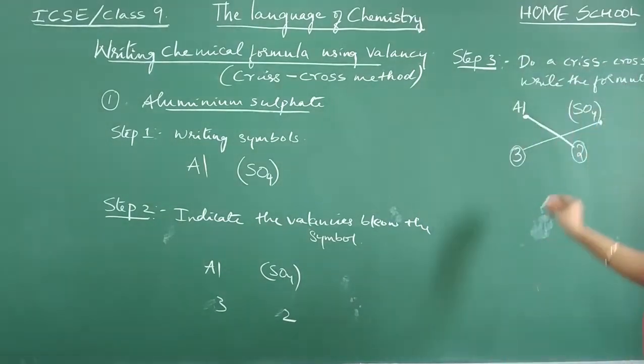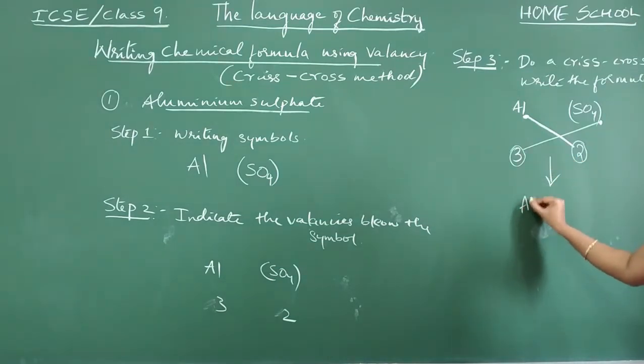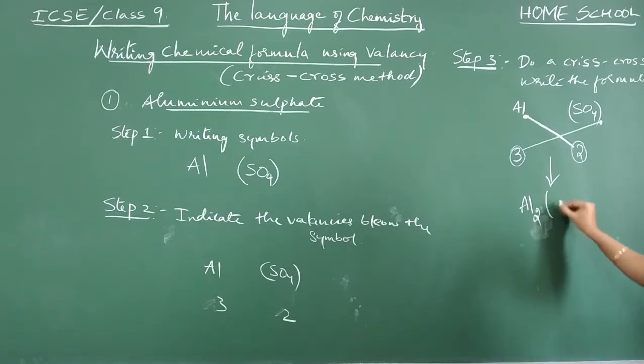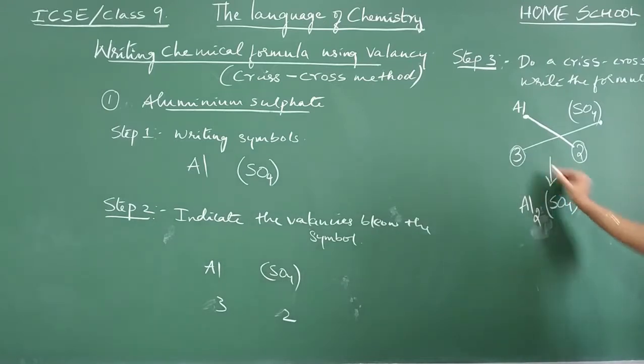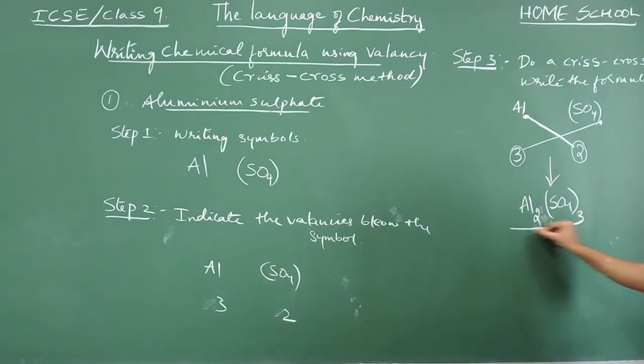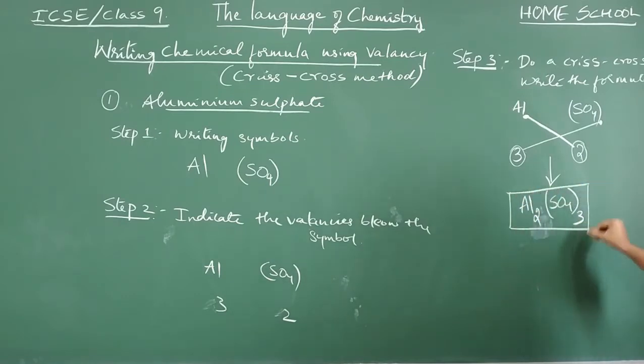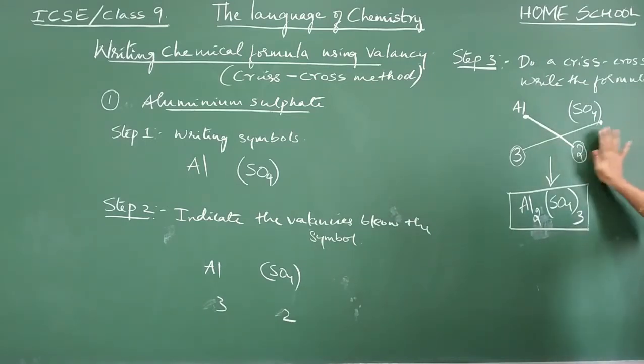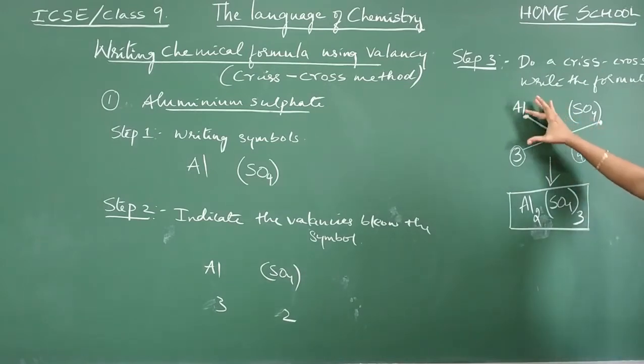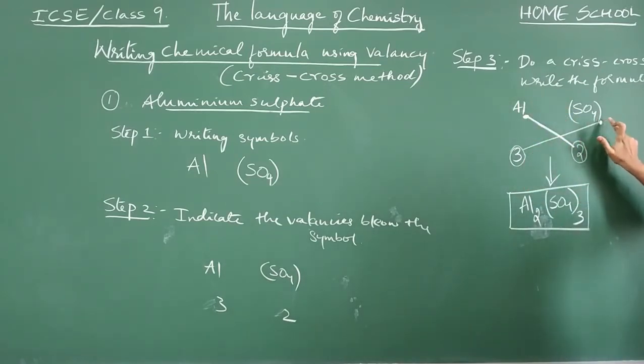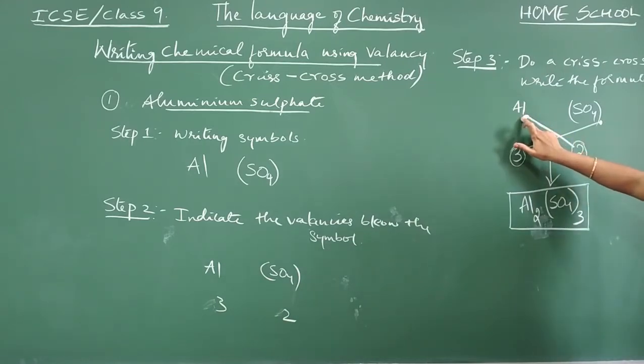Observe carefully. Al as a subscript, what digit will you indicate? 2. Then bracket SO4, and here what digit will you indicate? 3. So this is your formula for aluminium sulfate. Here you have to be very, very careful, guys. The valency of aluminium will go towards sulfate. Valency of sulfate has to be written with aluminium.